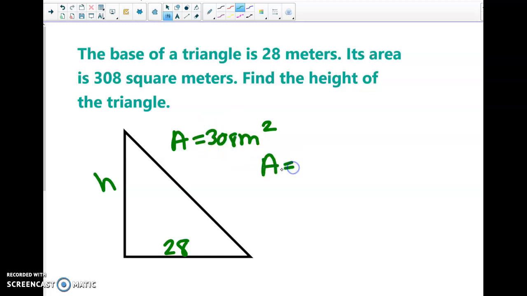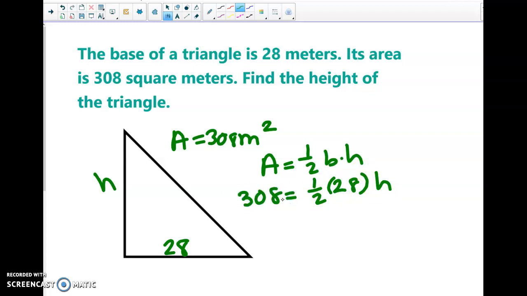Area of a triangle is what? What's the formula? 1/2 base times height. We have the base, it's 28. We're looking for the height, and we have the area. Fill in what you know. Now we have an equation of just one variable. Simplifying both sides. 308 is equal to 14h.